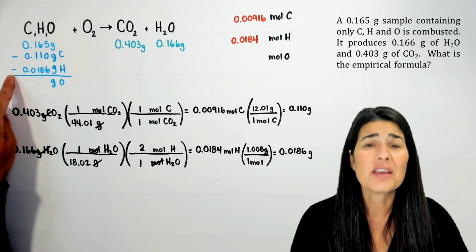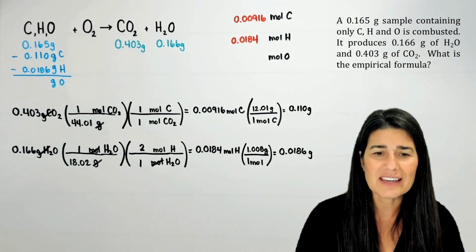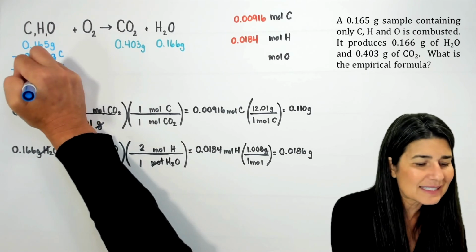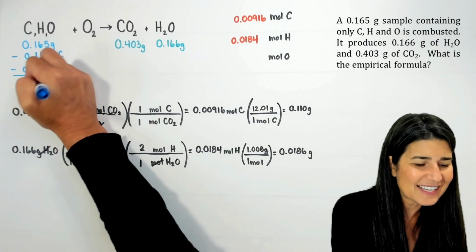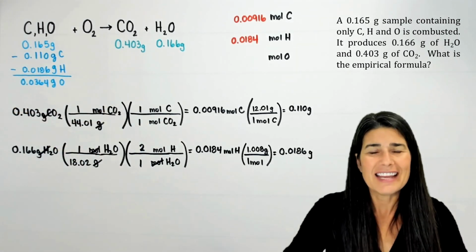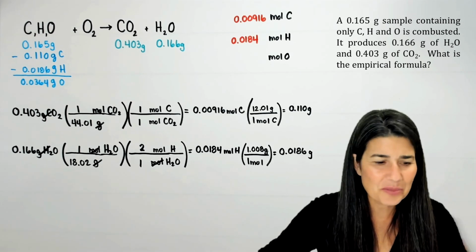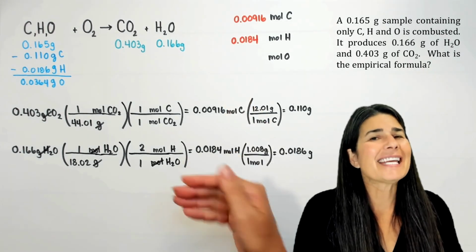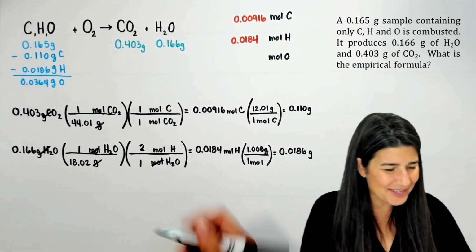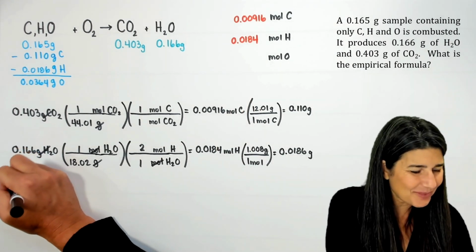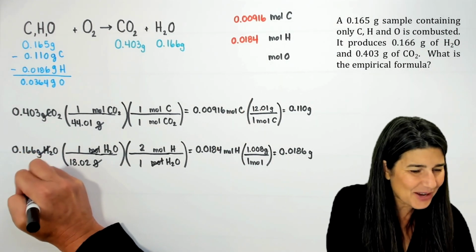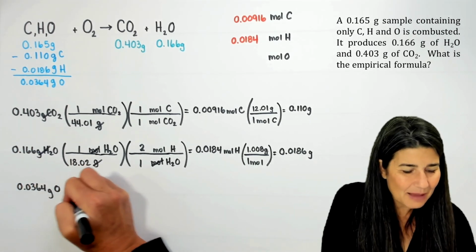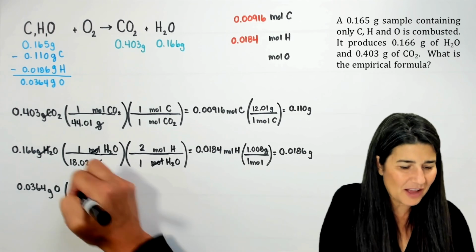Now, if you take the grams of carbon and the grams of hydrogen away from your initial total mass, we get the grams of oxygen. When I did that calculation, I got 0.0364 grams. Now, 0.0364 grams, that doesn't go here, that's not moles, but it's going to help us get the moles. So I'm going to write that down over here. We have 0.0364 grams of oxygen.